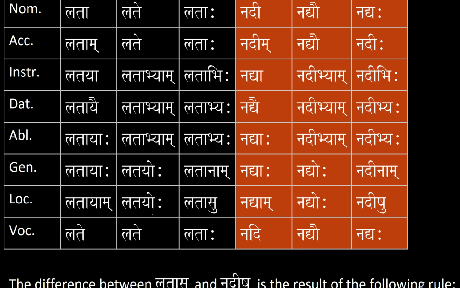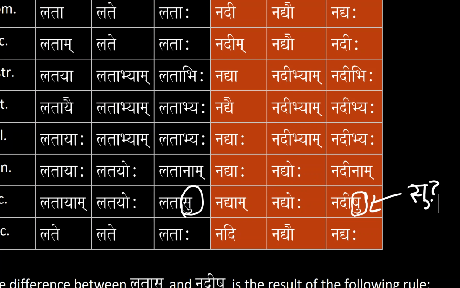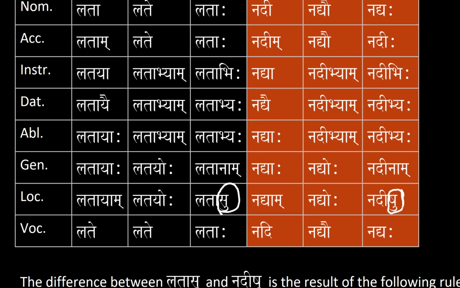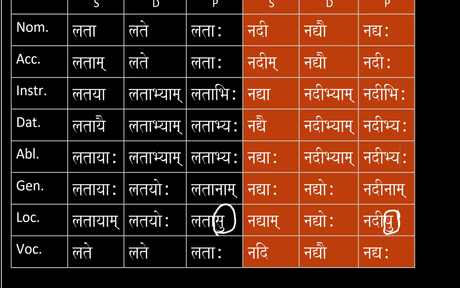If you take a look, the locative plural of lata is latasu. The reason it's a long a is because lata ends in a long a. And instead of nadisu for the locative plural, we have nadishu. Now, why is it not su? That's the question here, and I have the answer. I'm sure you can guess that the reason it is shu and not su is because there's a brand new sandhi.